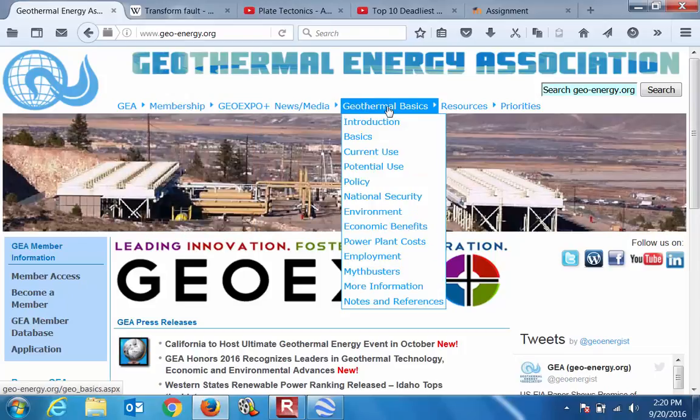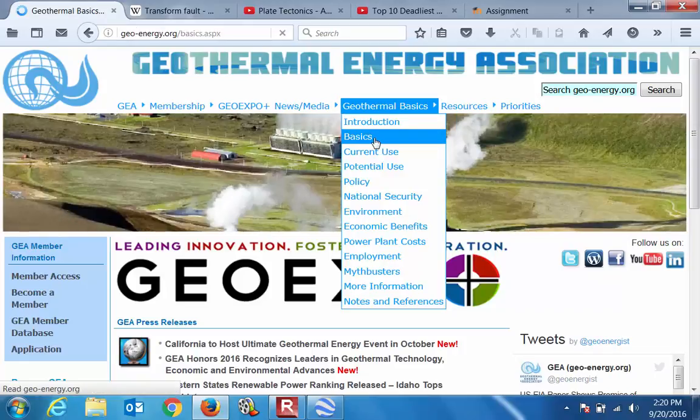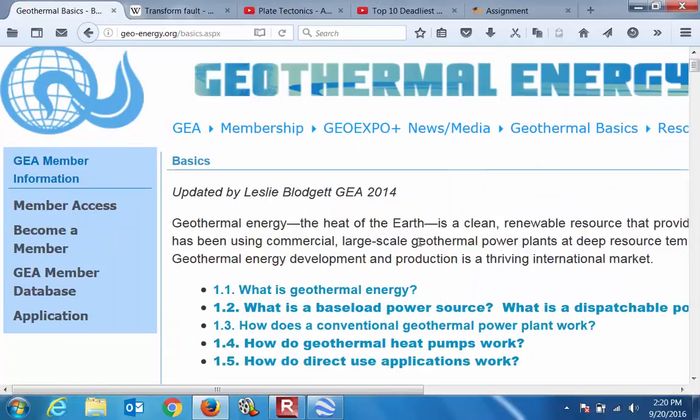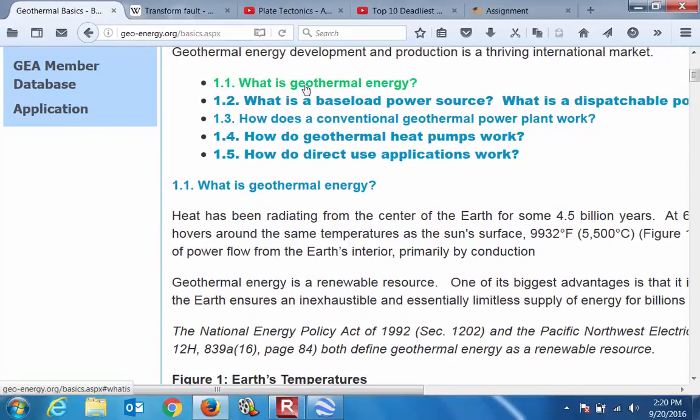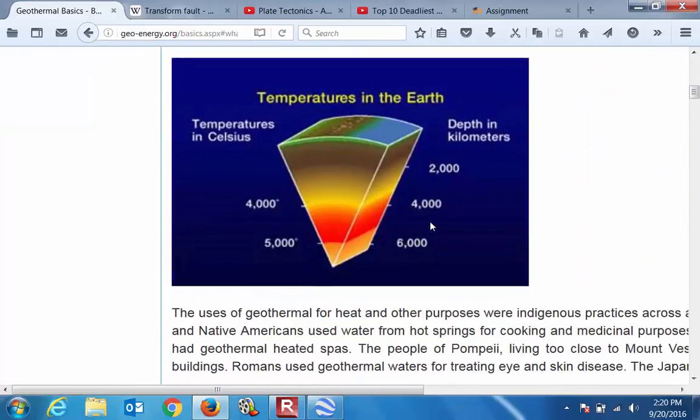But as far as our geothermal basics, which is an introduction to geothermal energy systems, you get into just your basics. What is geothermal energy? Right here. What is geothermal energy? Well, see right here, the temperature in the Earth.